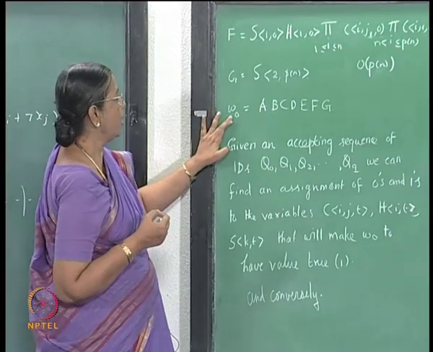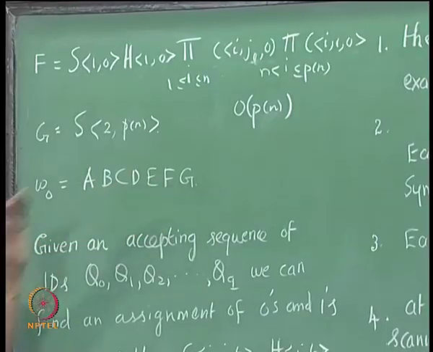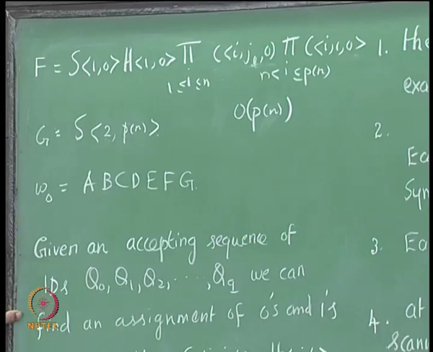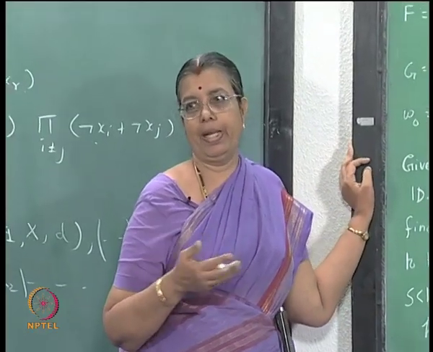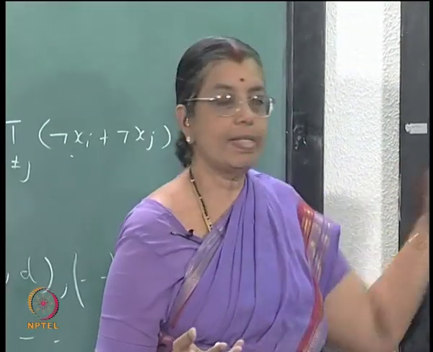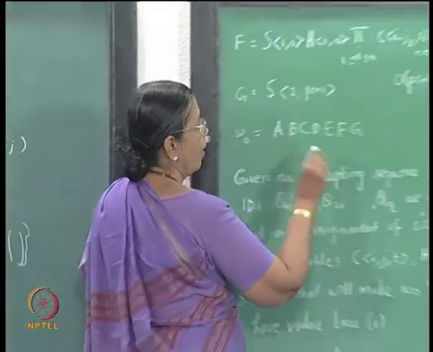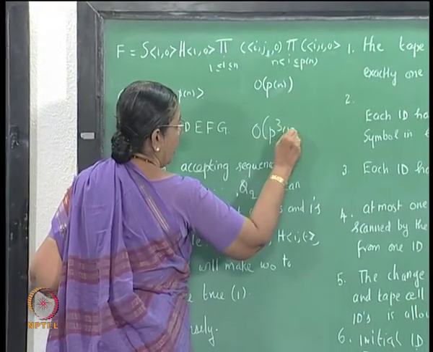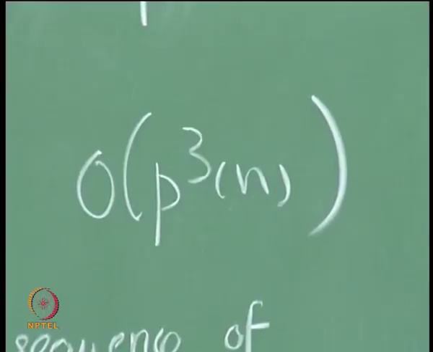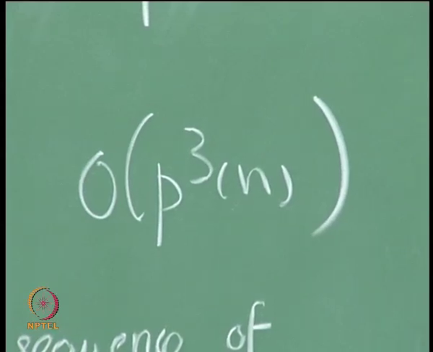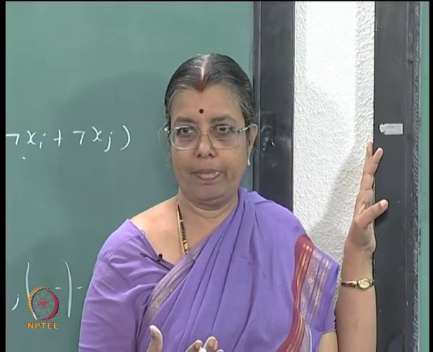So, the expression W naught is given as the product A, B, C, D, E, F, G. And what can you say about the length of this? Each one is at most order p cubed n, p squared n, p n or something like that, at most p cubed n, and there are 7 such expressions. So, at the most it will be order p cubed n. The length of W naught is order p cubed n, and you can write it down in a time proportional to that. So, given M and w, you can write down W naught in a time which is polynomial. That is where the polynomial transformability comes in.